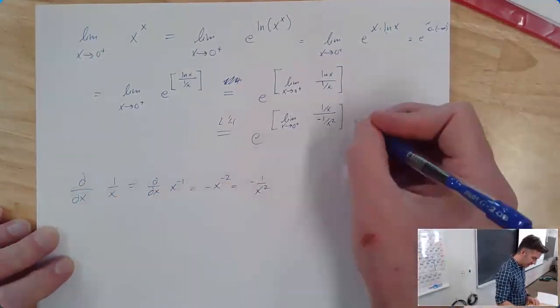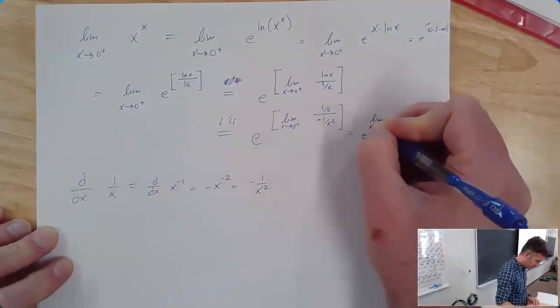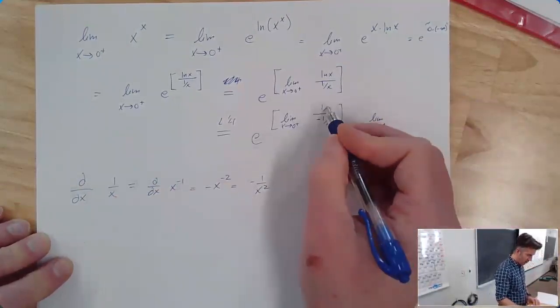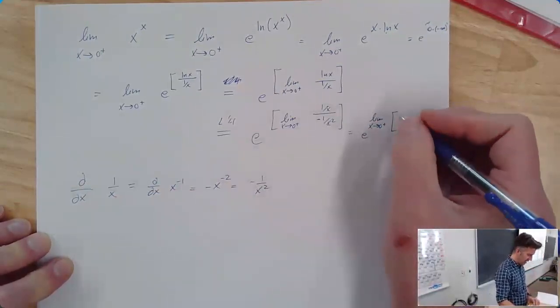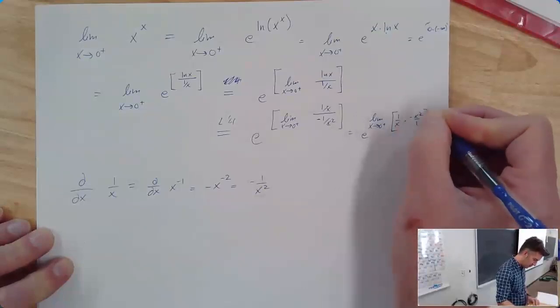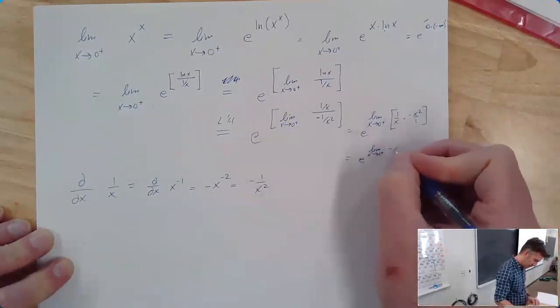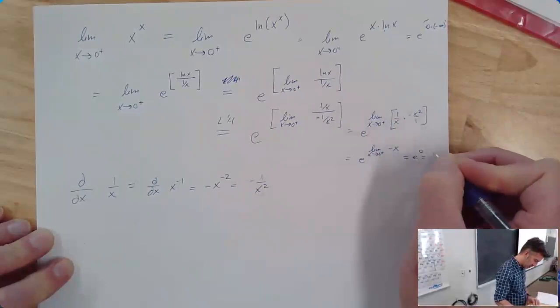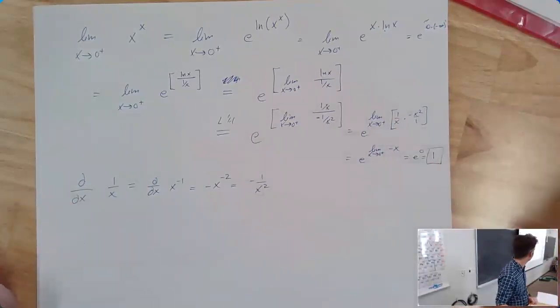So then simplifying, I get e to the limit as x goes to 0 from the right. 1 over x divided by negative 1 over x squared is the same as 1 over x times negative x squared over 1, which is really just e to the limit as x goes to 0 of negative x, which is just e to the 0, which is just 1. A lot of work for 1.